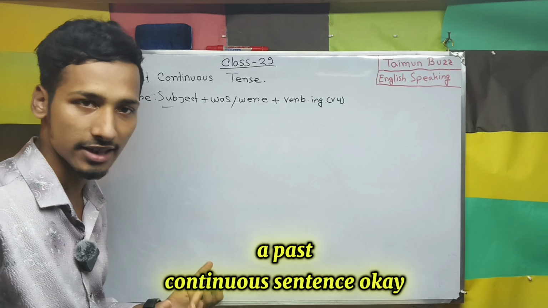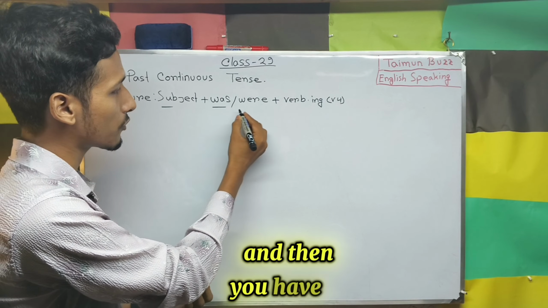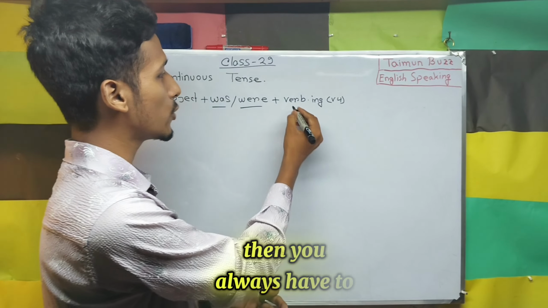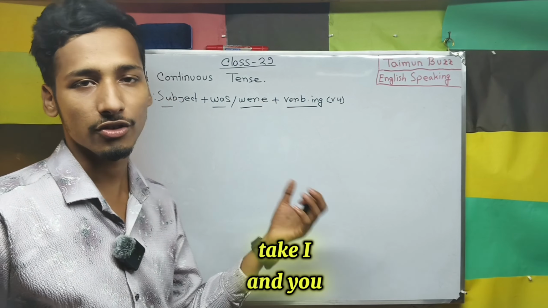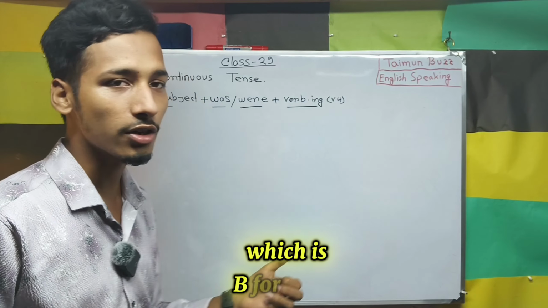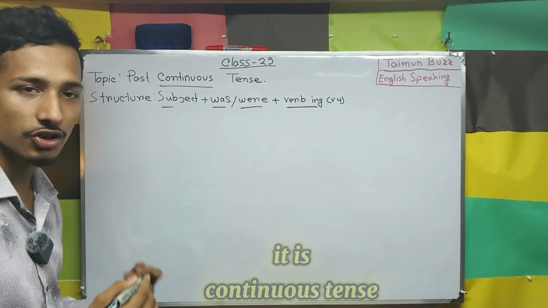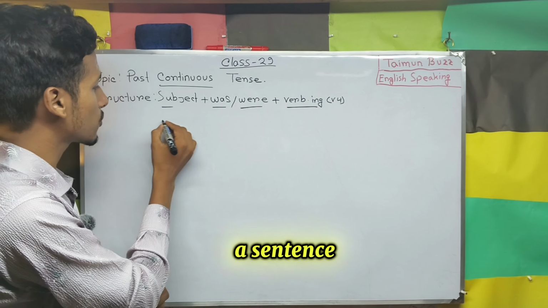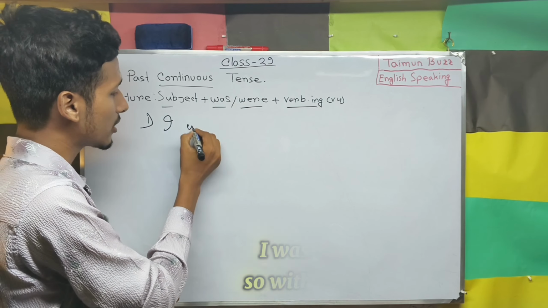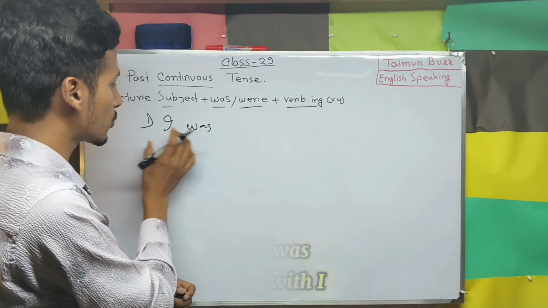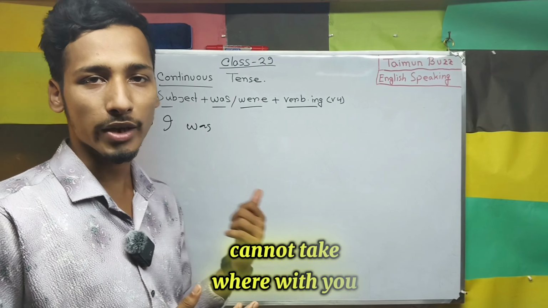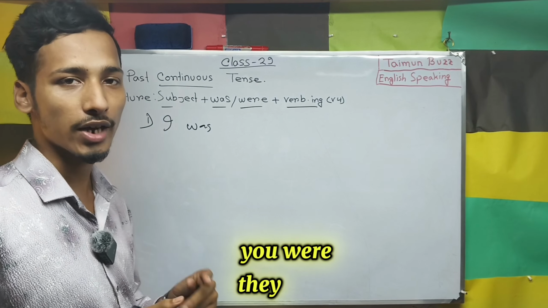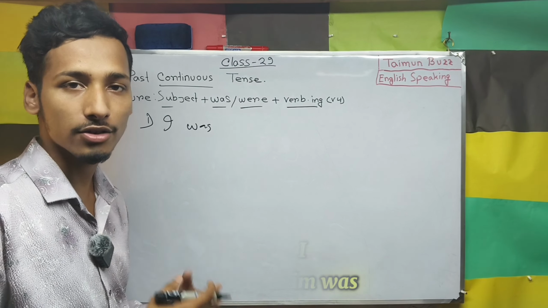First, here you can see you have to first take a subject so that you can make a past continuous sentence. Okay, and then you have to take was or were. Okay, it depends on the subject. Then you always have to take verb ing, which is before when it is continuous tense. Continuous means before. So if I write a sentence, number one, I was. With I, I can take was. I cannot take were. With you, I can take were. You were. They were. But I was, Rohim was, Karim was.